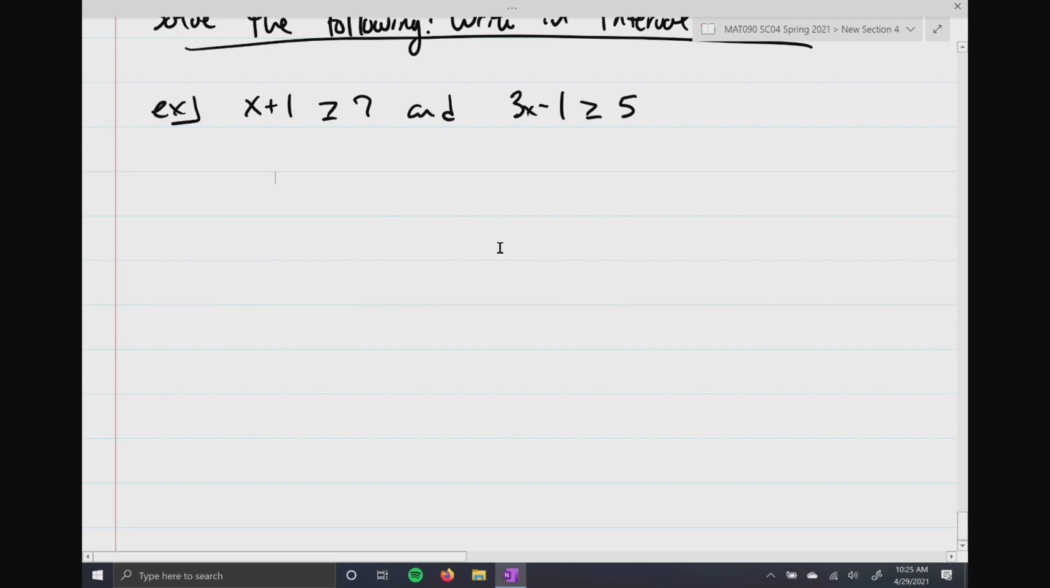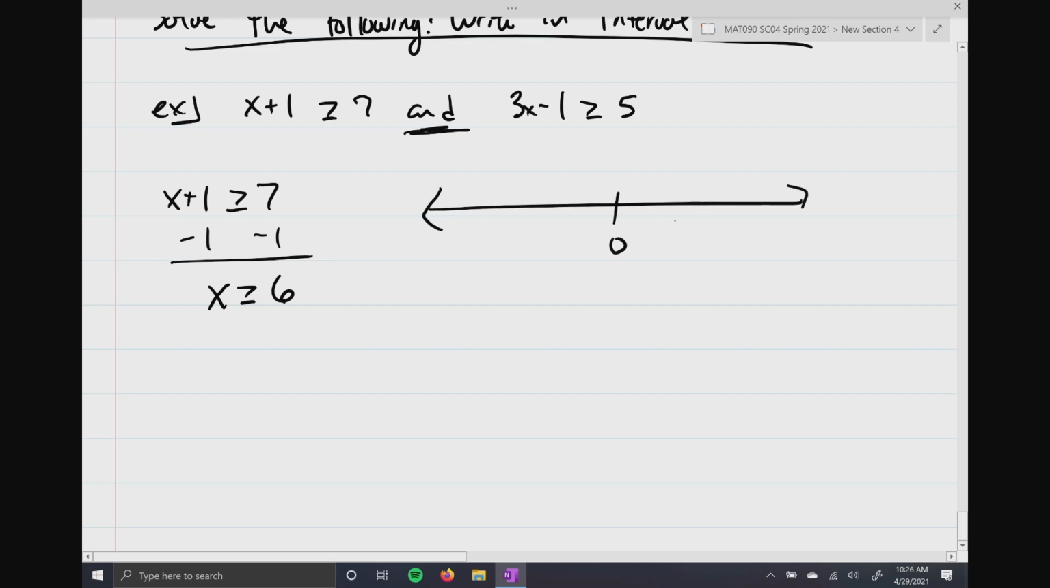So with this first one, we just solve each inequality. And remember, it's an and statement, so I'm looking for the intersection. So x plus 1 is greater than or equal to 7. Subtract 1 from both sides. I get x is greater than or equal to 6.